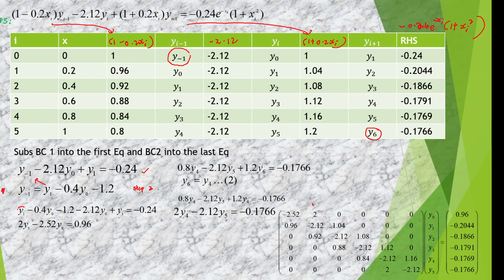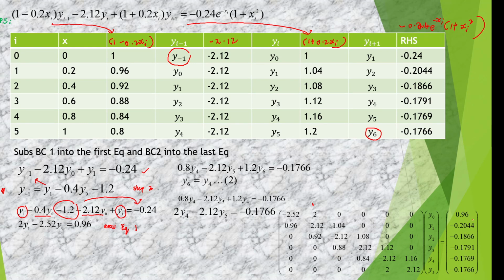Then you simplify it. So y1 total is 2 y1. And then minus 0.4 y naught minus 2.12 y naught, so it's total negative 2.52 y naught. And then minus 1.2 bring to the right side: 1.2 minus 0.24, you get 0.96. Hence this is the new equation 1 to be put into your matrix form.